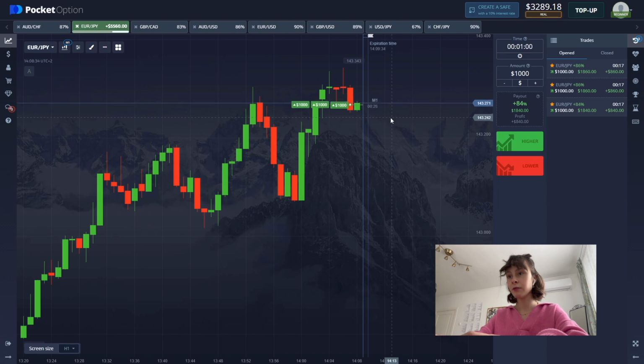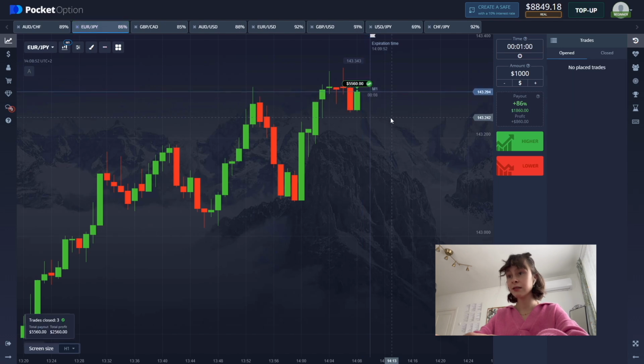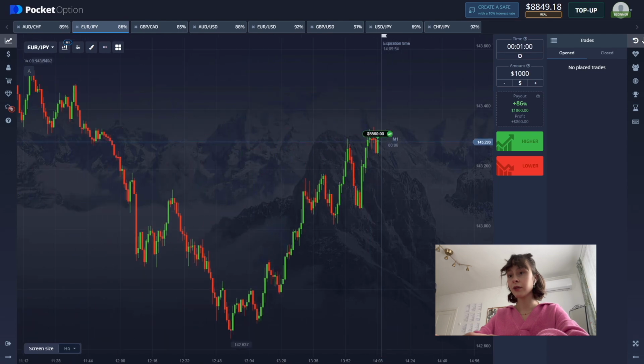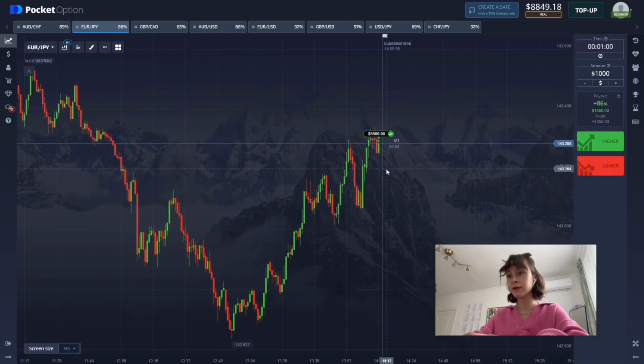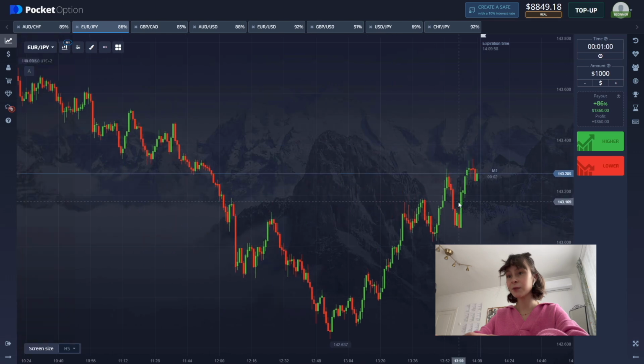Let's observe how the movement would be. I think that the movement should go upwards in 10 seconds until the end. Let's observe the motion. Not the best level of opening the deal, to be honest. We could have opened lower, but nevertheless our three deals are profitable and successful.